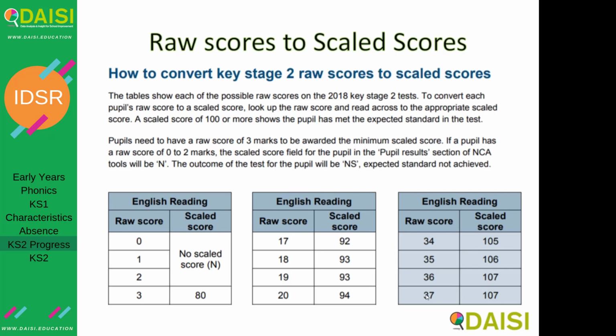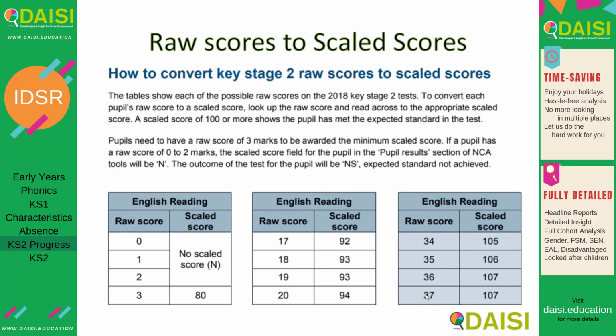So the government allocates 3 raw score marks to a scaled score of 80. It assigns another place to 120 near the end. It works out where it wants the pass mark to be and then allocates all the other marks from there. So this raw scores to scaled score document is available on the internet. I just Google raw score to scaled scores.